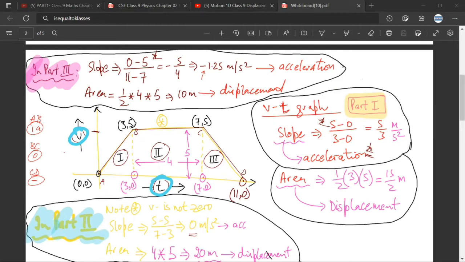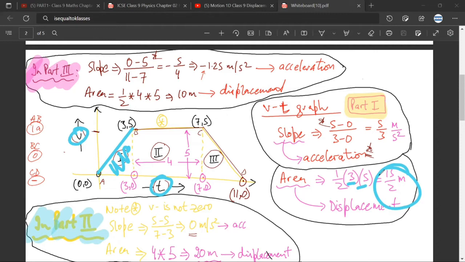Yeah. So let me analyze the motion of the body in this AB. If I find the area under the curve, this is a triangle, so the area under the curve would be half base into altitude. The base is 3, the altitude is 5, therefore 15 by 2 is the displacement that the body makes from A to B. Are we clear?